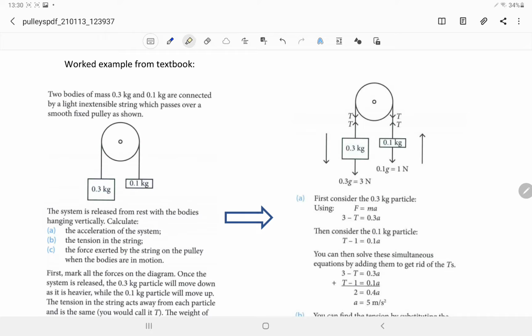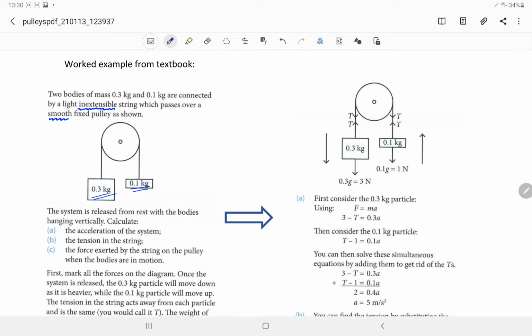So here's the bit of information. Now for all of these questions you have the information, but you don't have a diagram, so you will have to draw a sketch. So two bodies of mass 0.3 kilograms and 0.1 kilograms are connected by a light inextensible string which passes over a smooth fixed pulley. So inextensible, the string isn't going to stretch out, and smooth, we don't need to worry about friction.